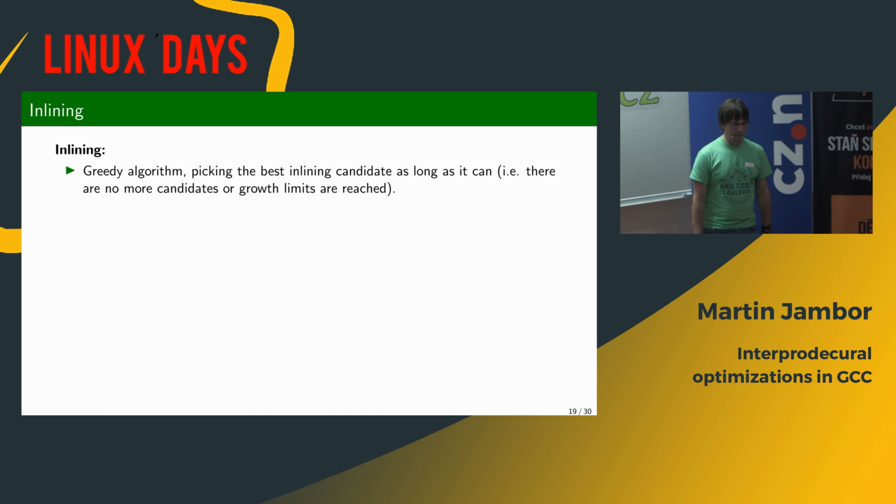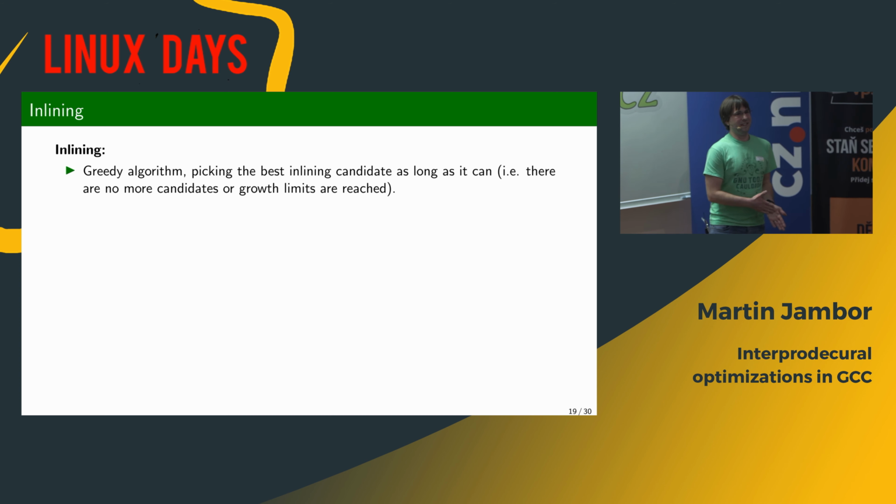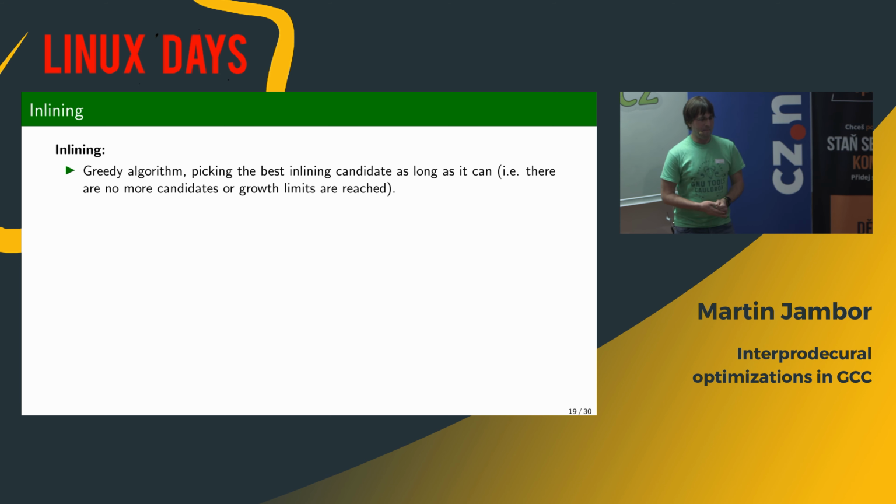Which brings me to inlining. Inlining is by far the most important inter-procedural optimization. It, of course, can completely hide any abstraction penalties by combining everything into one big chunk. And the algorithm is, again, there are many details, but from the high level, it is fairly basic. It is a greedy algorithm, and it picks the best inlining candidate and keeps picking the best inlining candidate as long as it can. So as long as there are candidates for inlining, and as long as compilation unit or program growth limits are not reached.